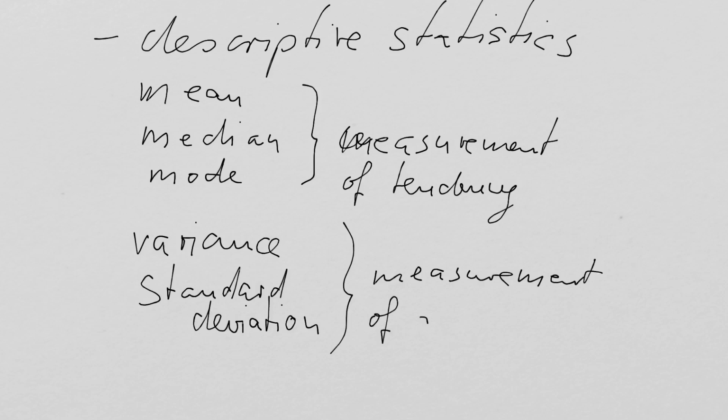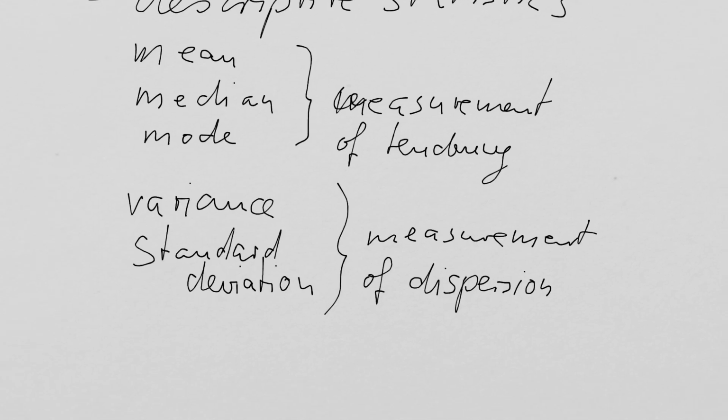measurement of dispersion. Or just simply variability. How variable are our data? And you remember, we looked at that in the context of accuracy and precision. So that is descriptive statistics.